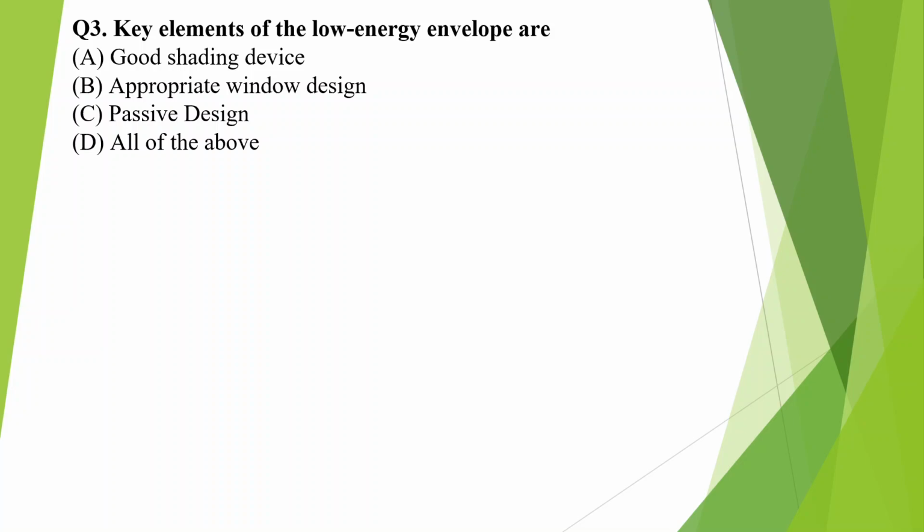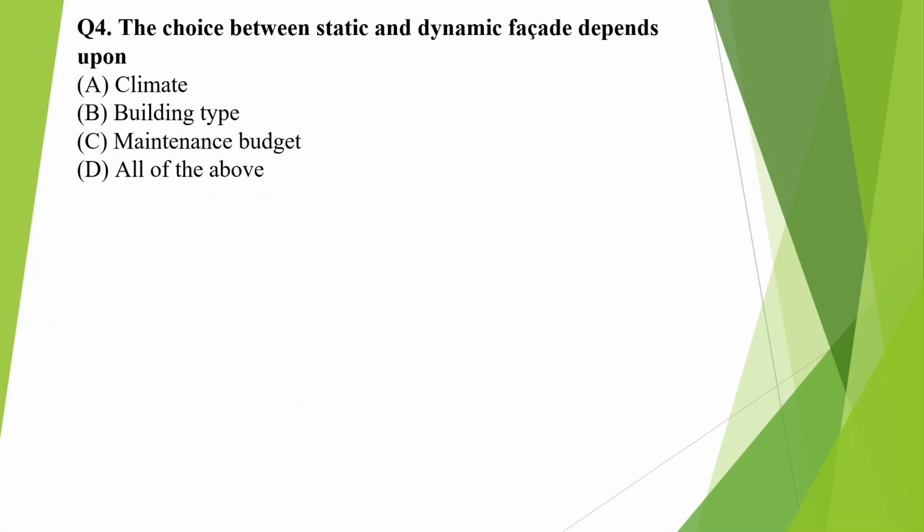Option number D, all of the above. Whether it is a shading device, appropriate window design, or passive design, all of the above are key elements of a passive energy envelope system. So let's move to the fourth question. Out of the last 10 questions, here is the fourth question, guys.